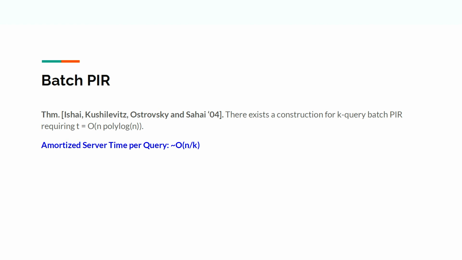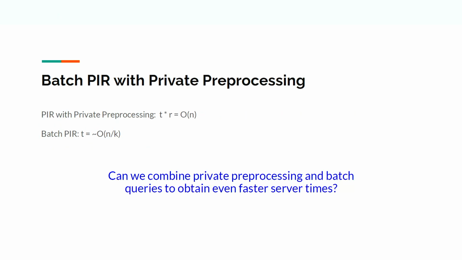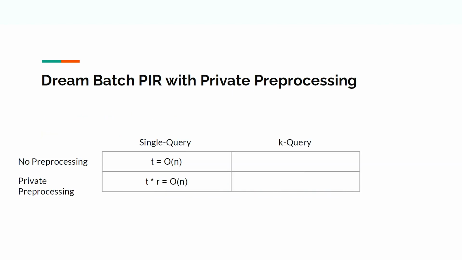Okay. These are two ways to get very sublinear server times, but they have limitations. Regardless, it's an interesting question: can you combine them, right? We have two ways of doing this. Can we combine them to make server time even faster? Okay, so what do I mean by combine them? What would the dream be?